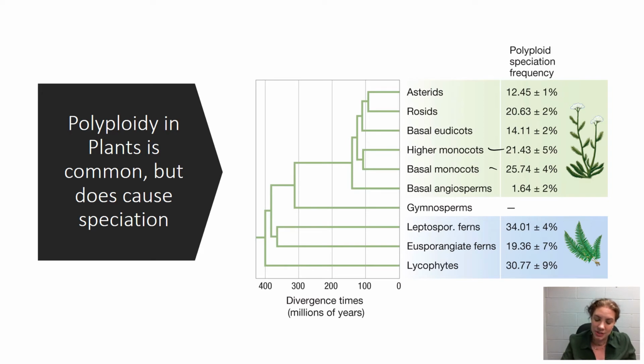If you compare this to what you see in ferns and lycophytes, the incidence down here is also pretty high, ranging about 20 to 34%. This does lead to speciation events within these groups. The gymnosperms, ironically, have approximately 0 polyploidy. Their life cycle is actually pretty different. It's almost never happened. It's not survivable for the gymnosperms.